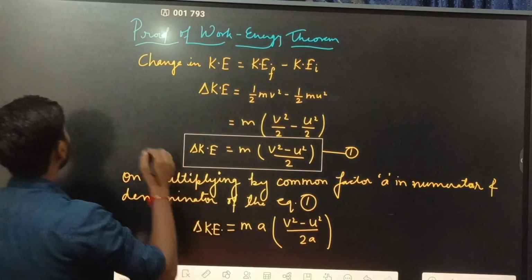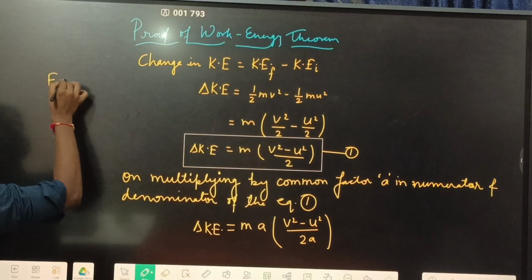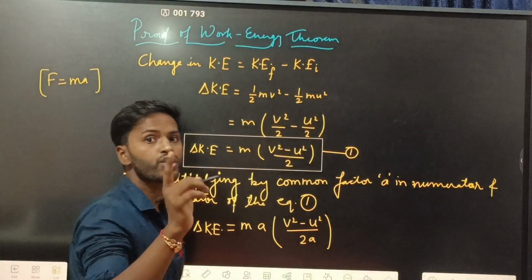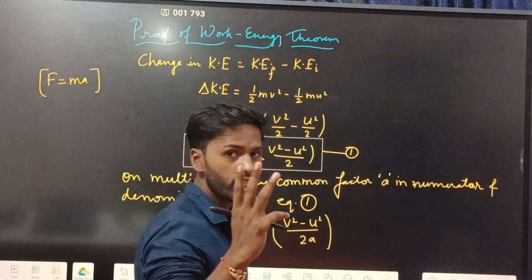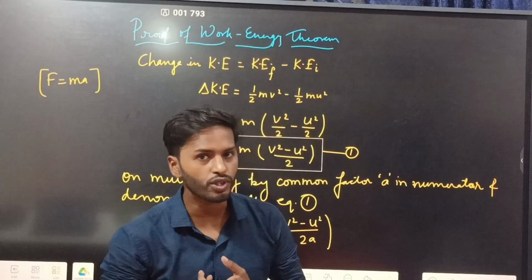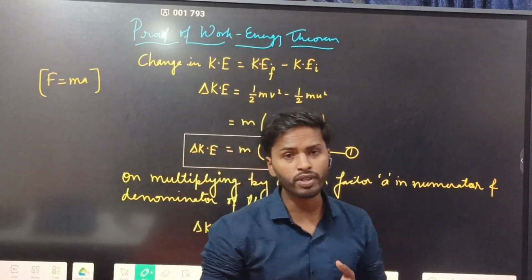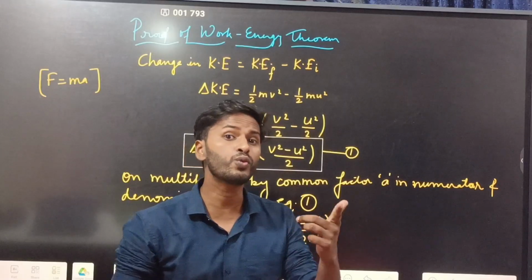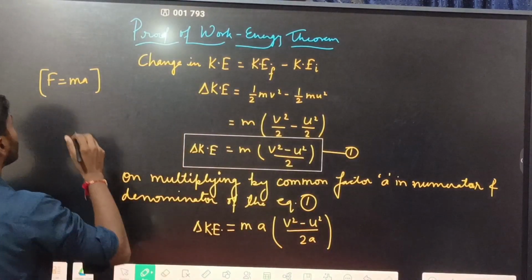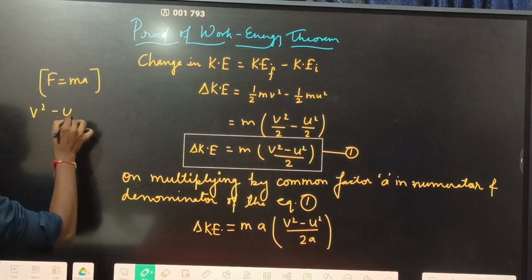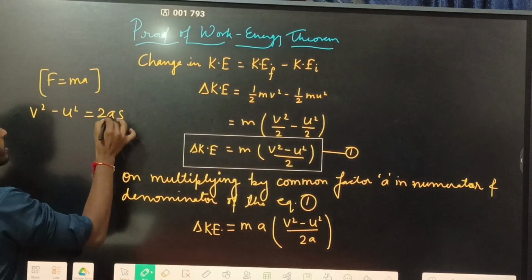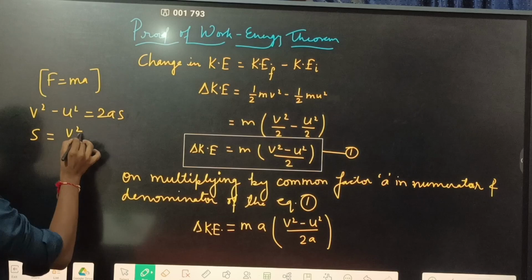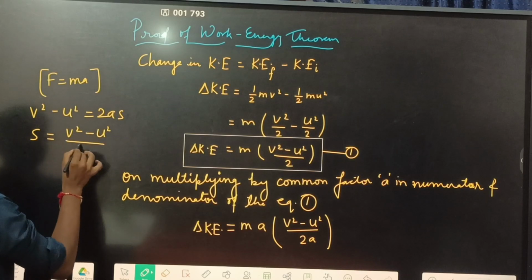Since we all know, F is equal to ma, and from the third equation of motion, what we know: there are three equations of motion that we have learned: v equal to u plus at, s equal to ut plus half at square, and the third one is v square minus u square is equal to 2as. So from the third equation, v square minus u square equal to 2as. If we rearrange it, we can write it like s equal to v square minus u square upon 2a.